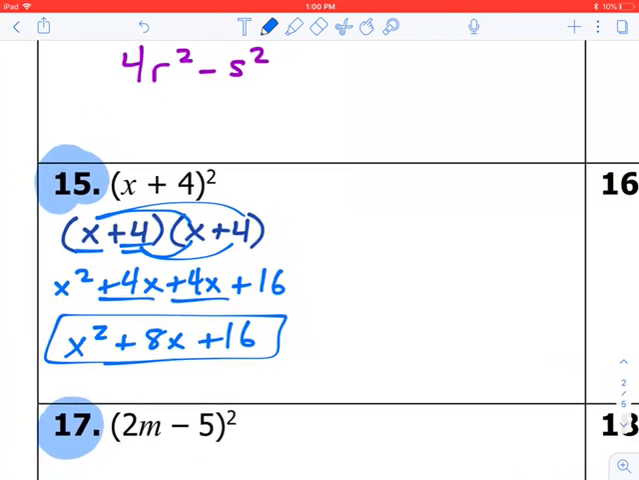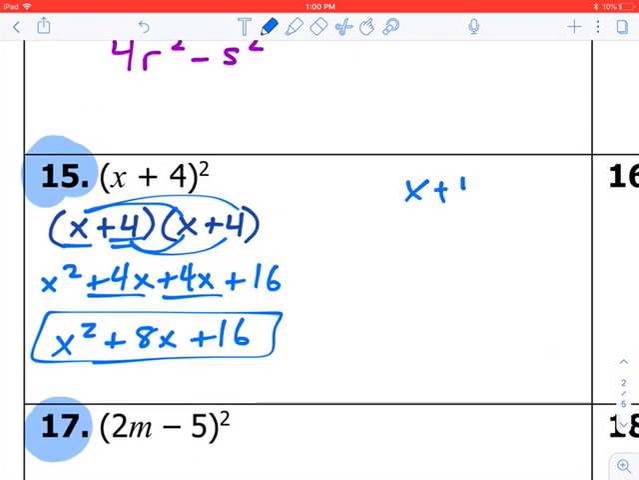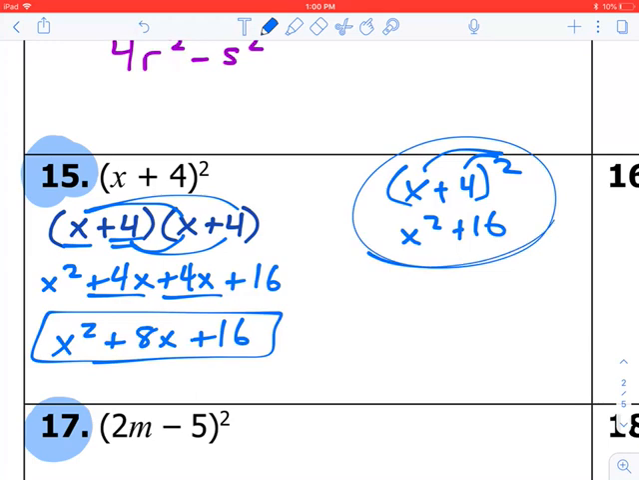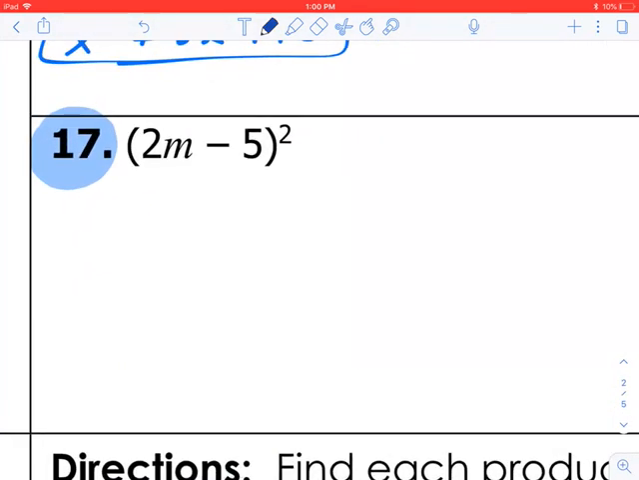Here's what not to do. (x plus 4) squared, and then you square both of them: x squared plus 16. Wrong, wrong, wrong. Do not do that. Okay? Don't do that.